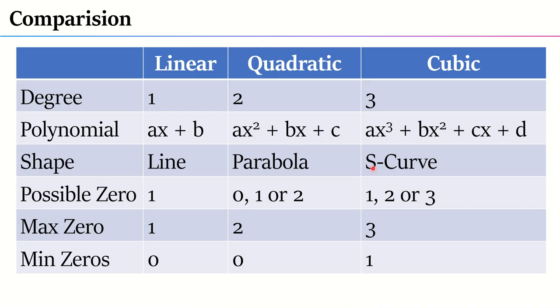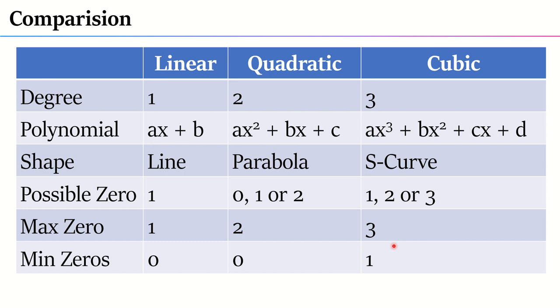So one way to remember all this is to study by comparison: linear, quadratic and cubic. The degrees are 1, 2, 3. These are the sample equations. And the shape, for linear it is a line, quadratic is a parabola and cubic is called an S-curve. Maximum possible zeros I can say is 1 for linear, 2 for quadratic and 3 for cubic. But other possibilities are it could be 0, 1 or 2 in quadratic, and 1, 2 or 3 in cubic.